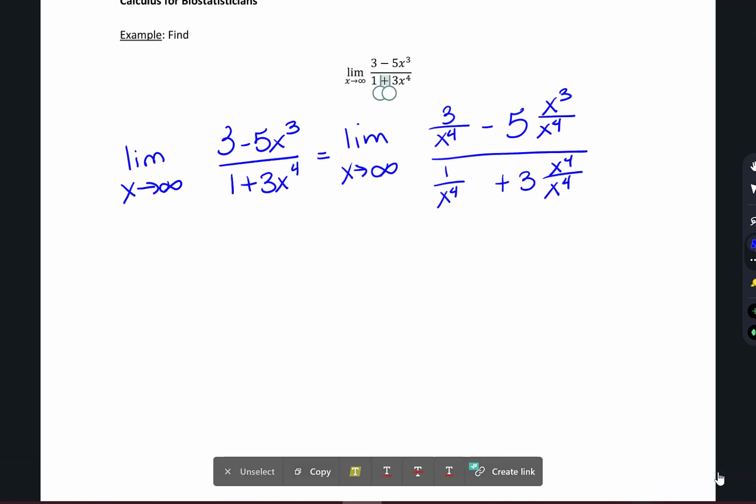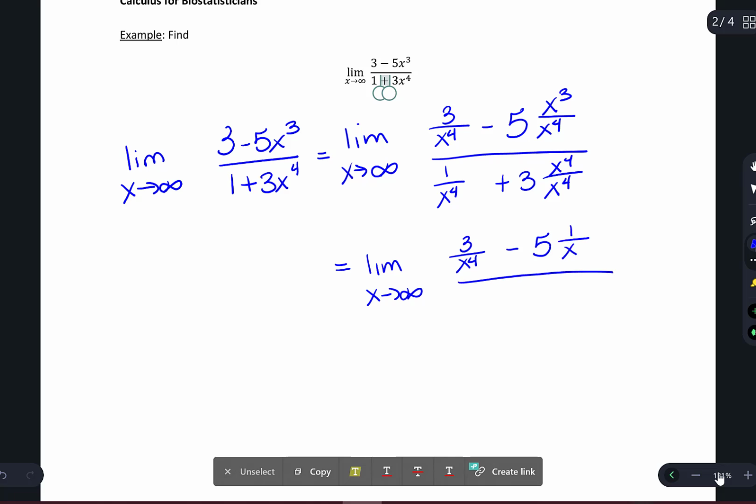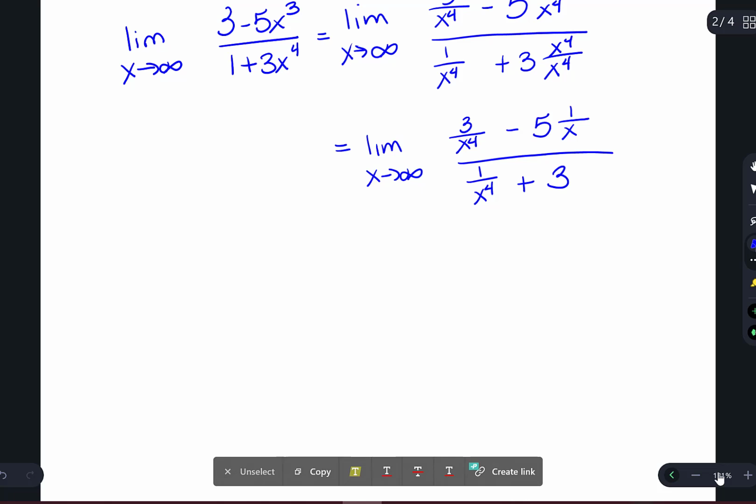All right, so now notice that this is equal to the limit as x goes to infinity of 3 over x to the fourth minus 5 times 1 over x, divided by 1 over x to the fourth plus 3. And now notice that we've got something that looks like that first problem that we looked at. Each of our terms has x in the denominator, and so now we can use those limit laws. In particular, we're going to use limit law 4 and limit law 2, really even limit law 1, and I'll show you how that's coming into play to now evaluate this limit.